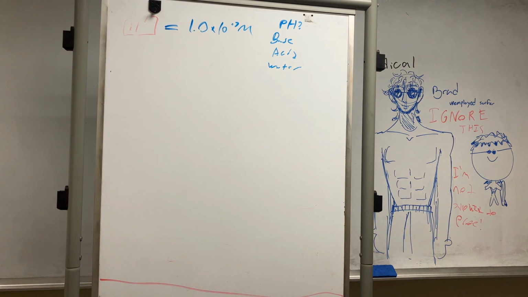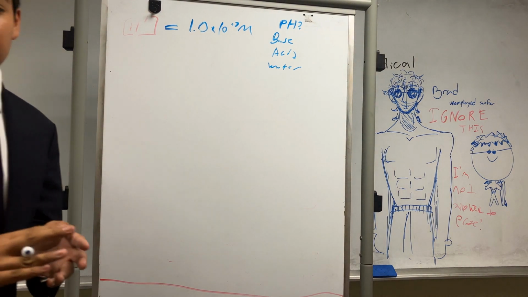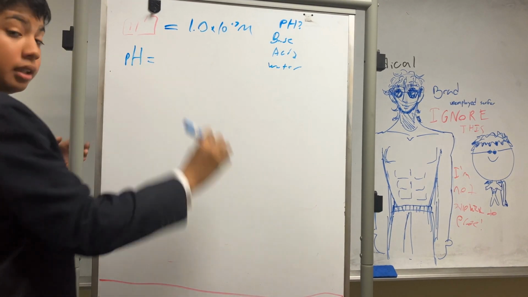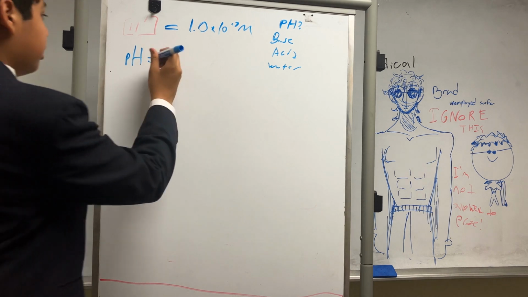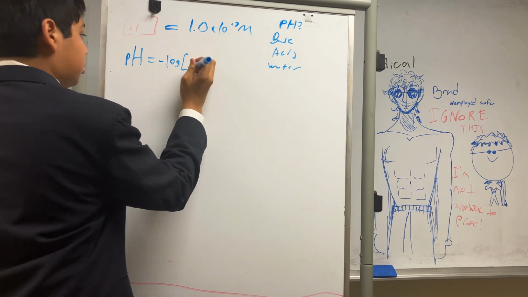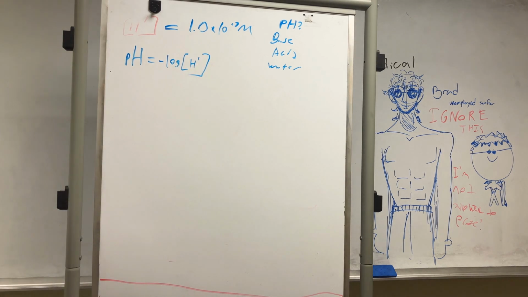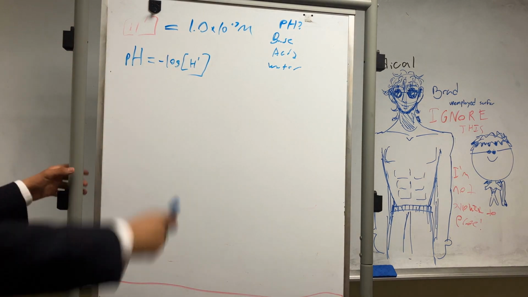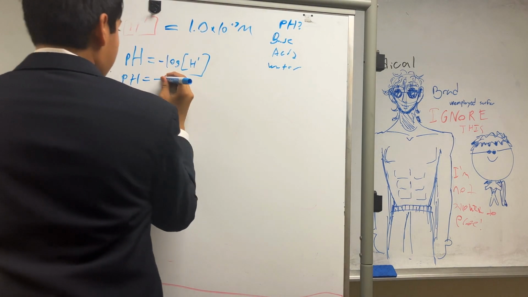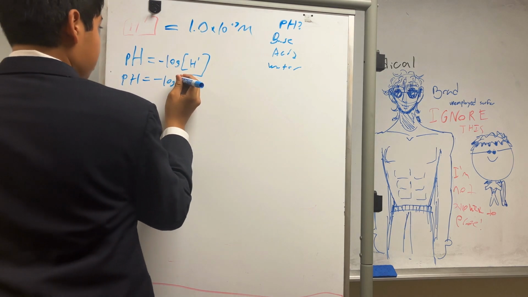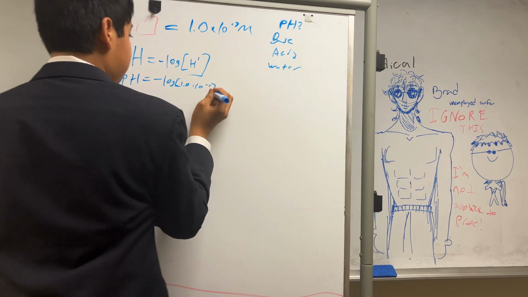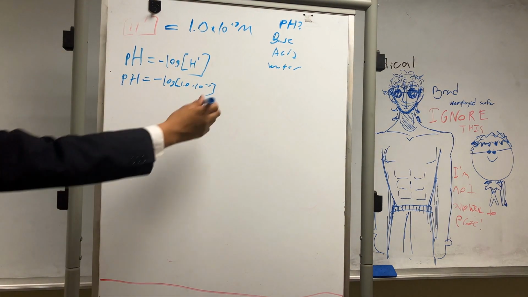So we can use the pH formula. pH is equal to negative log of the hydrogen ion concentration. So we can figure it out. pH equals negative log of 1.0 times 10 to the negative 7th M.